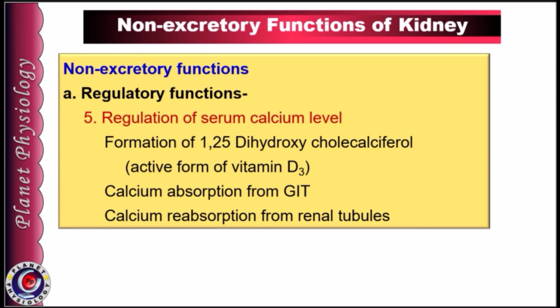Next is the role of kidney in regulation of serum calcium level. The active form of vitamin D, which is 1,25-dihydroxycholecalciferol, is synthesized in kidney. It helps to increase absorption of calcium from the gastrointestinal tract as well as reabsorption of calcium and phosphate from renal tubules to maintain serum calcium levels.